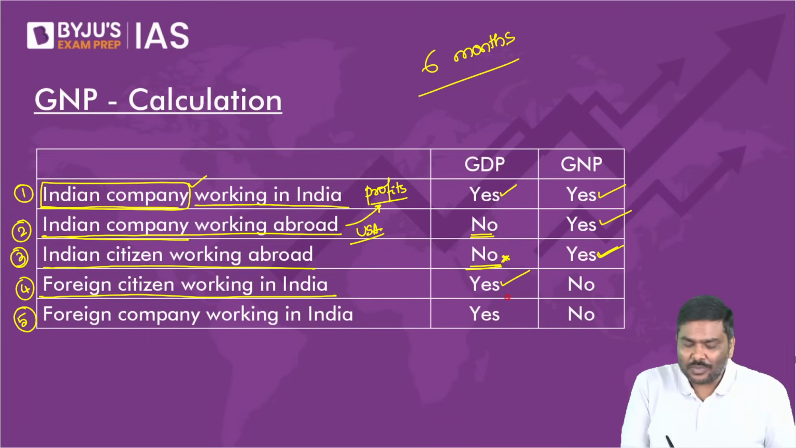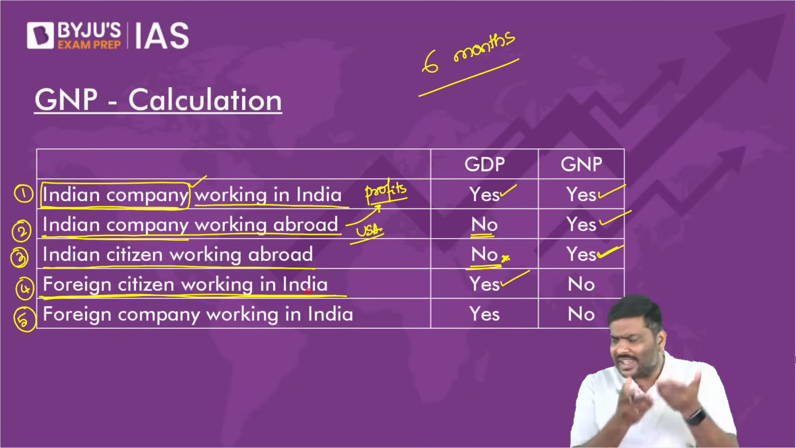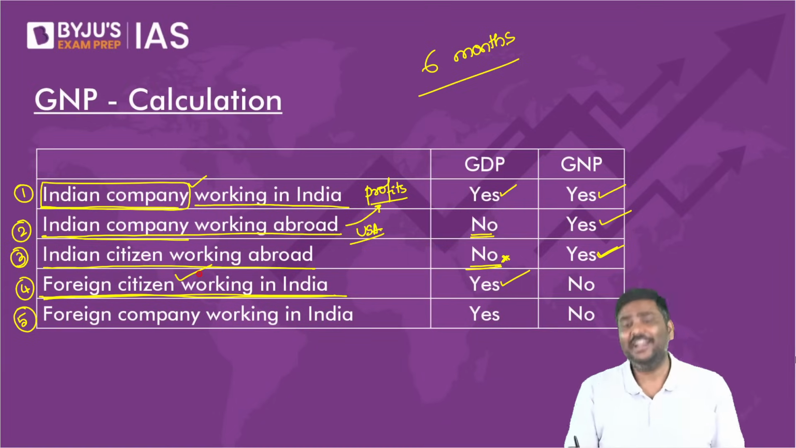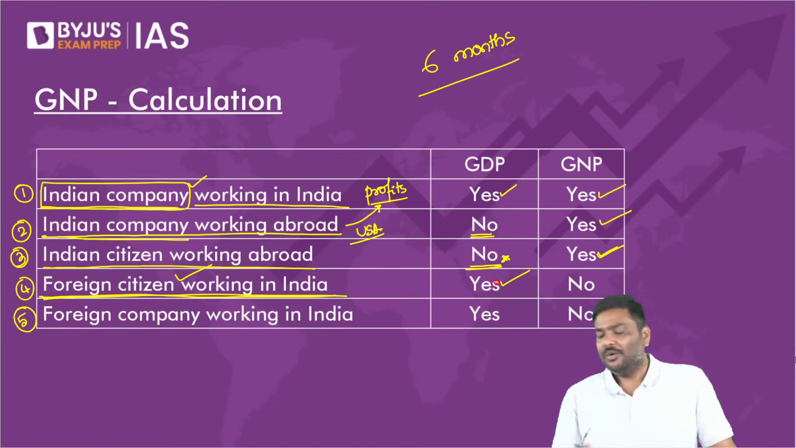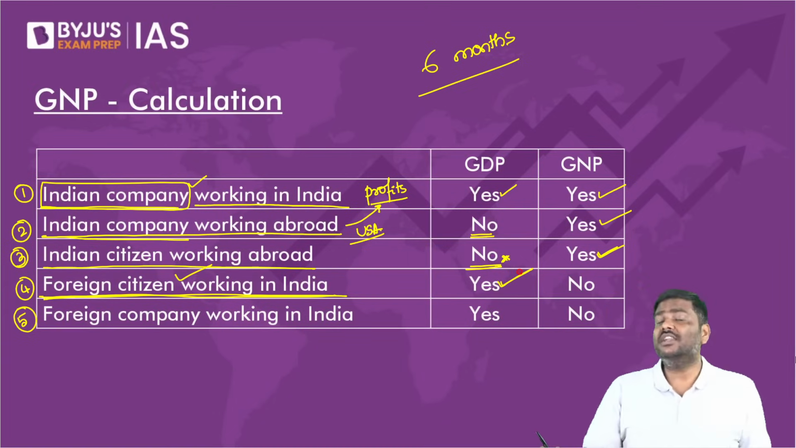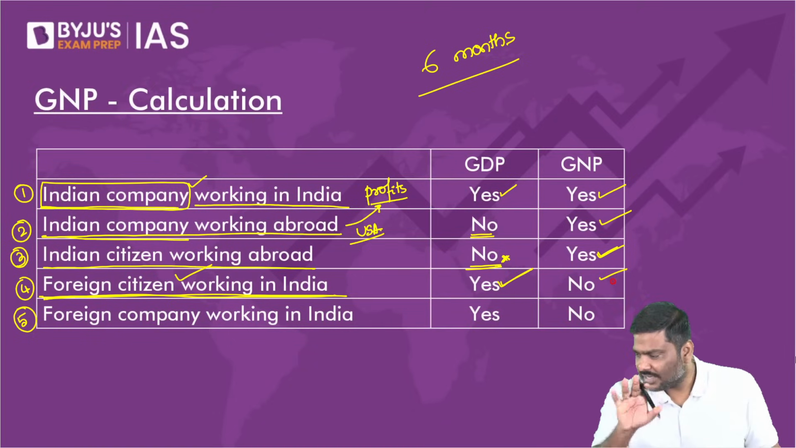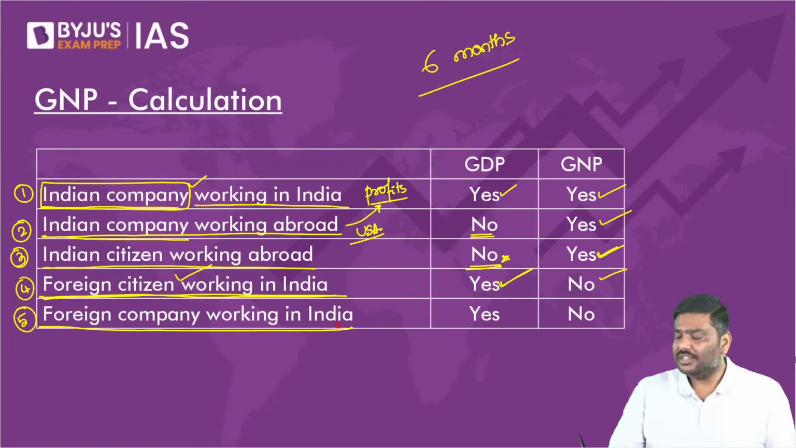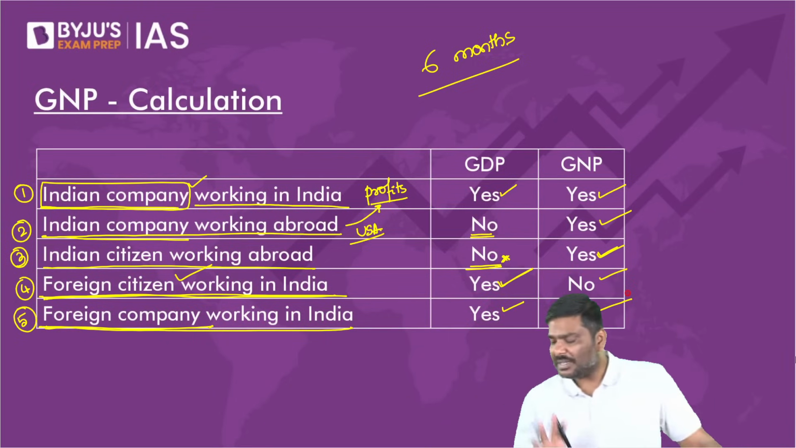Foreign citizen is working in India. Working in India, so production is happening in India. So GDP, yes. What about GNP? Foreign citizen. Answer is no. Foreign company working in India. GDP, yes. GNP, no. Any difficulty in the 5 examples that I've given?